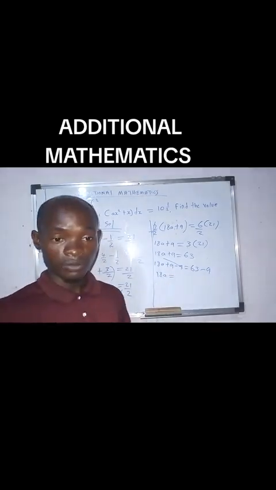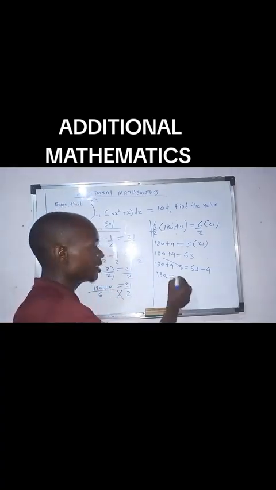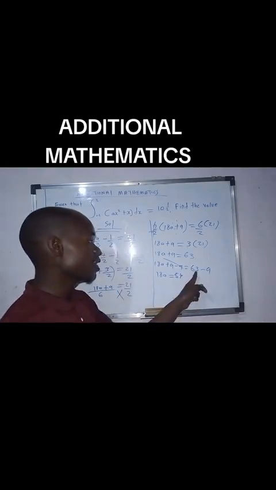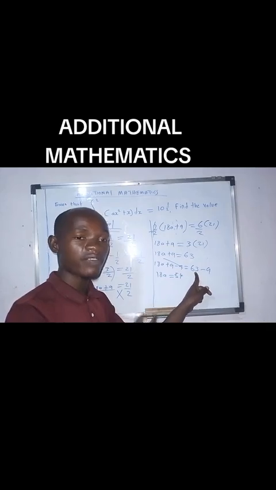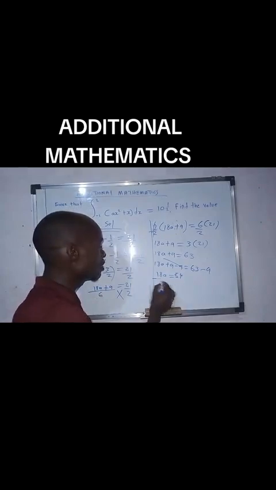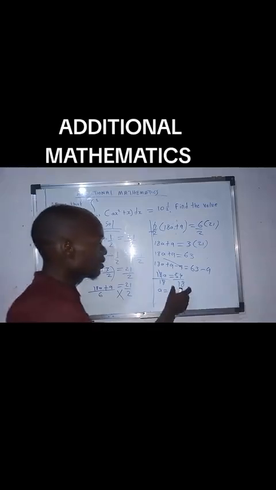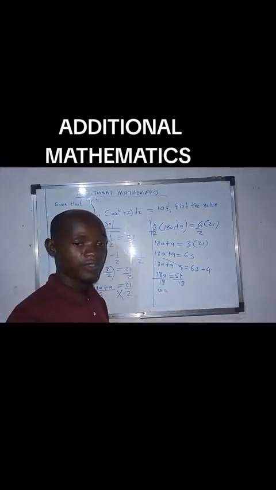So we say 63 minus 9. What are we going to get? So we'll get 54. For those who find it difficult, just say from 63 you take away 3, it will be 60. From 60 you take away 6, that is 54. From here you say over 18, over 18. You cancel, then a equals. Now from here, how many times can 18 go into 54?